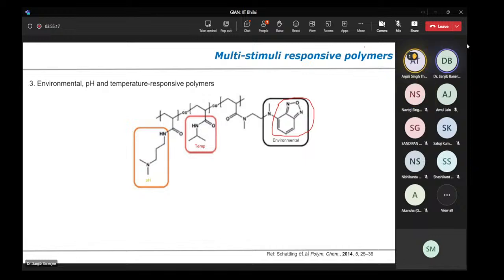Definitely. There are some molecules which can respond to carbon dioxide also. Let's say you have a polymer containing quaternary ammonium hydroxide, right? Then this molecule will be carbon dioxide responsive because it can trap carbon dioxide as ammonium bicarbonate. So this is also environment responsive. Is it clear?